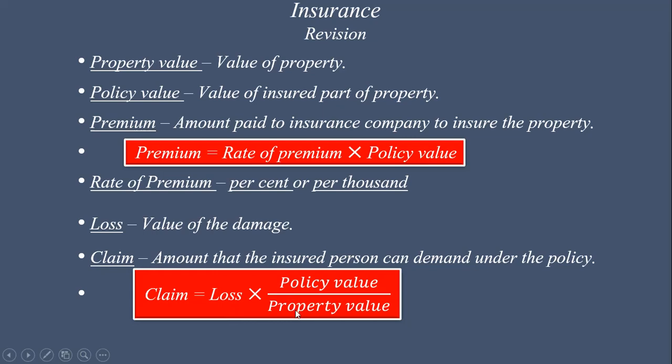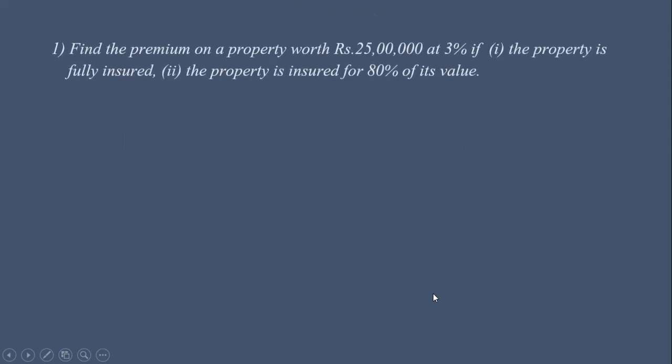And when policy value is less than property value, this ratio is less than 1. In that case claim is less than loss. So we use this formula, claim is equal to loss into policy value upon property value. Agent's commission is paid on premium. We use this to calculate agent's commission. Now we solve a few examples.